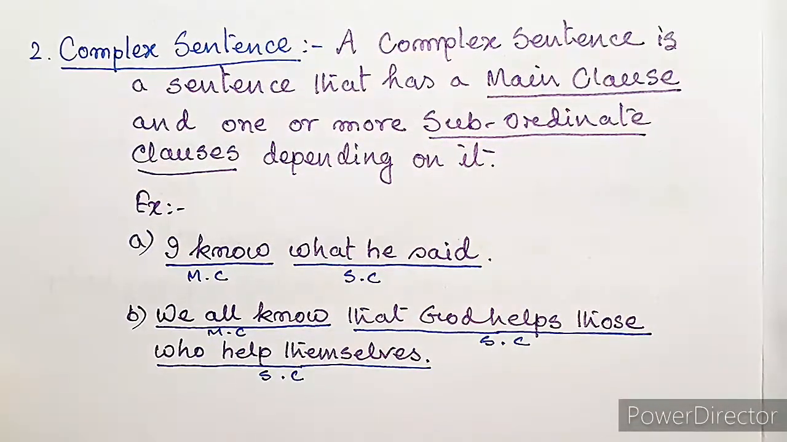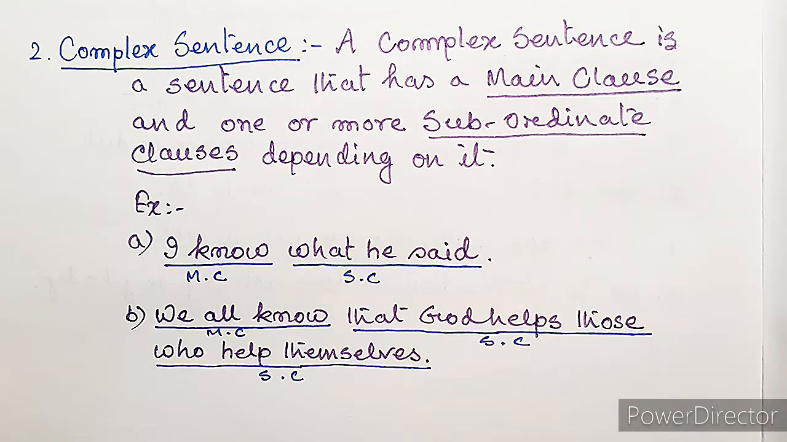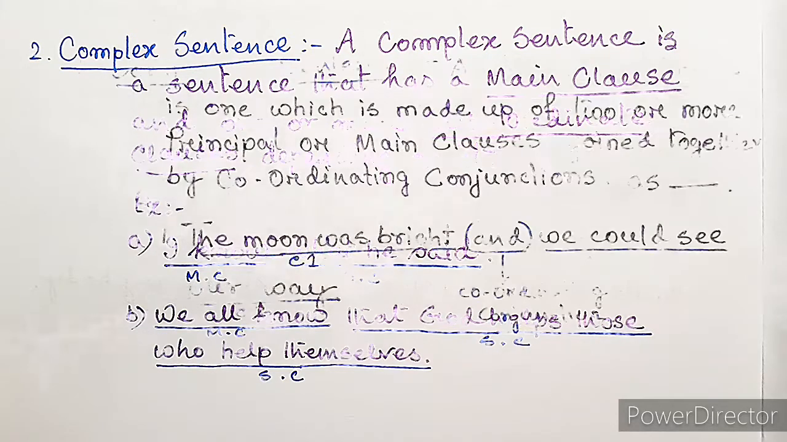A complex sentence is a sentence that has a main clause and one or more subordinate clauses depending on it. Example, I know what he said. We all know that God helps those who help themselves. See, in example 1, the main clause is I know, and there is one subordinate clause, that is, what he said. And in example 2, there is a main clause, we all know, and there are two subordinate clauses depending on it, that God helps those who help themselves.